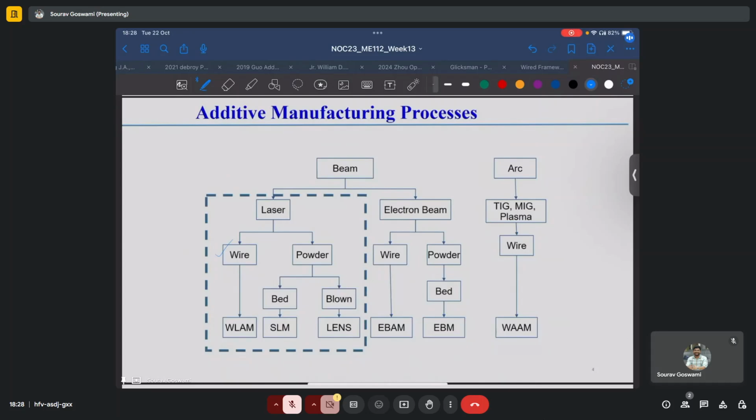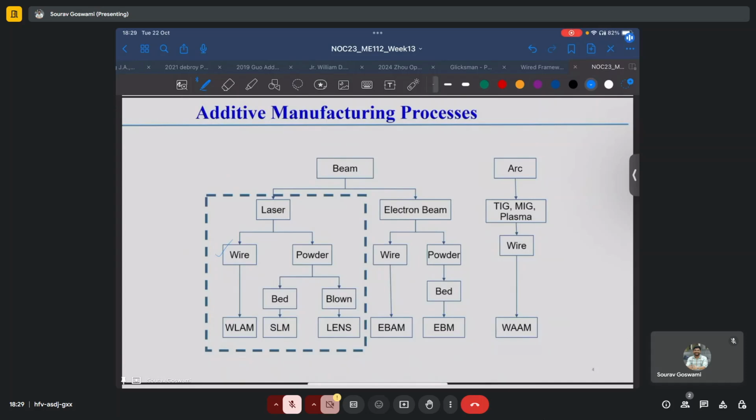operation of an electron beam, also for generation of an electron beam, we require high vacuum. The magnitude of this vacuum will typically be of the order of 10 to the power minus 9 millibar in the gun chamber, where the electrons are extracted and the beam is generated, and 10 to the power minus 5 millibar in the working chamber, where this electron beam travels through to interact with the powder bed.